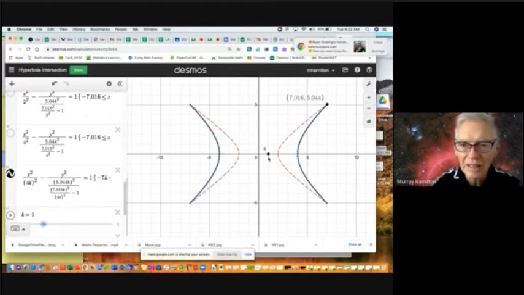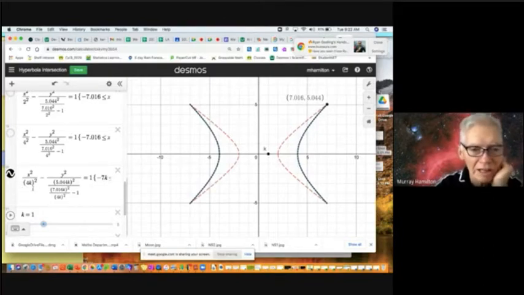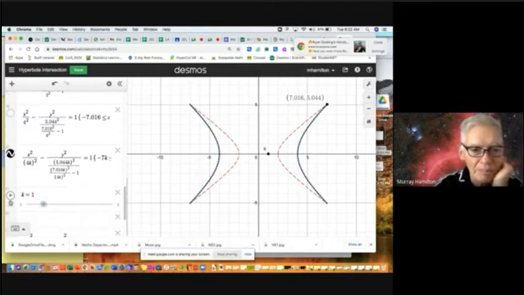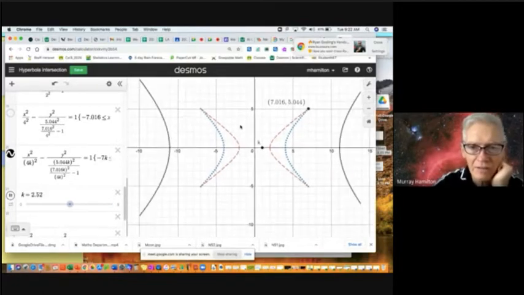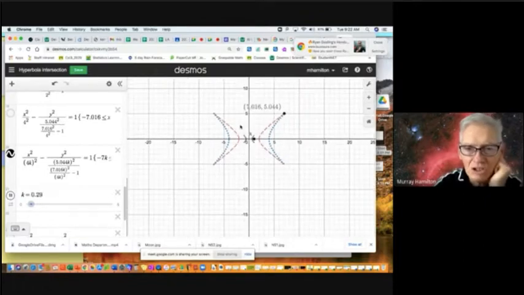K is 1. And you see it fits in there, but instead of having numbers, I've now got 4k. So that when I play the slider, you see that it now shifts smaller and bigger. I've set the slider to go from 0 to 5, and you can see the graph is changing as it goes bigger and smaller. So that's what we're asked to do, is to find that.